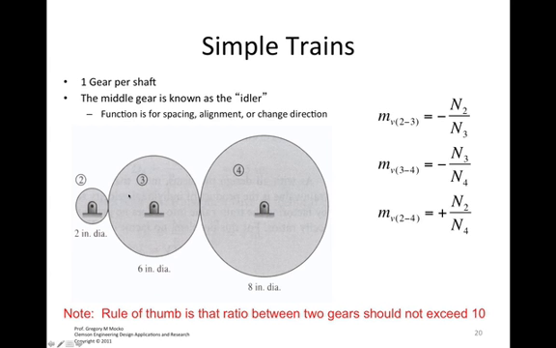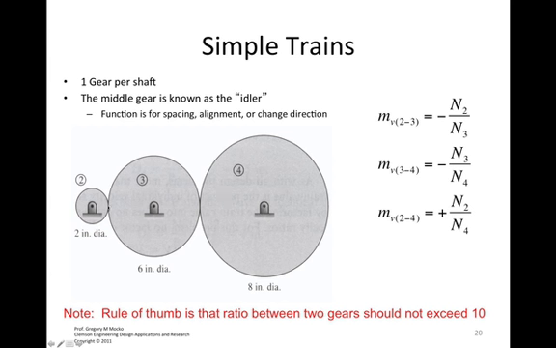This is an example of a simple gear train. What you see here is that there's one gear per shaft. The first gear, in this case denoted as gear 2, is meshing with gear 3, and gear 3 is meshing with gear 4. The P sub D of each of these gears needs to be the same.